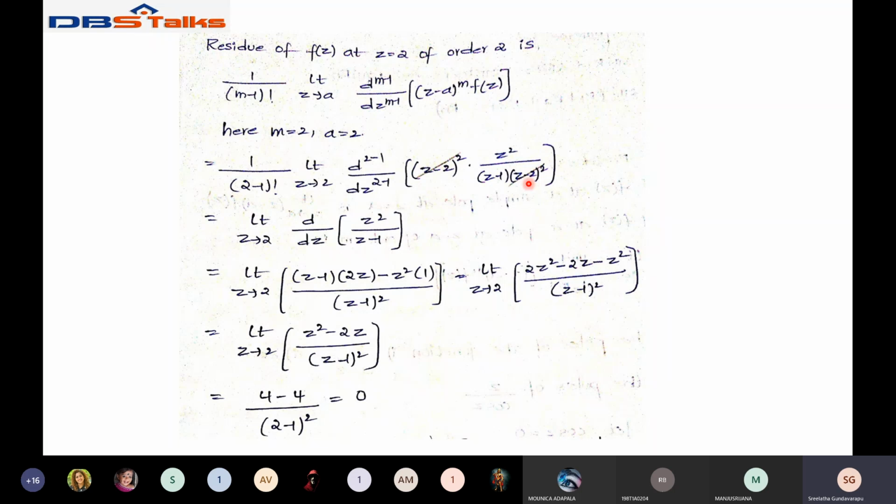This is in the form of u by v, so we differentiate with respect to z. The derivative is (v u dash minus u v dash) by v square, that is (z minus 1) into 2z minus z square into 1, by (z minus 1) whole square. So limit z tends to 2, substituting z equal to 2, we get 0. The residue of f of z at z equal to 2 is 0.